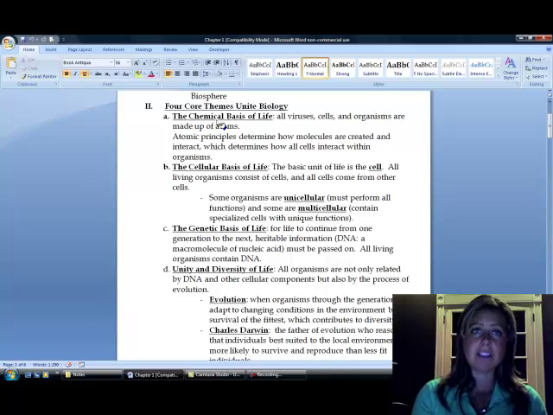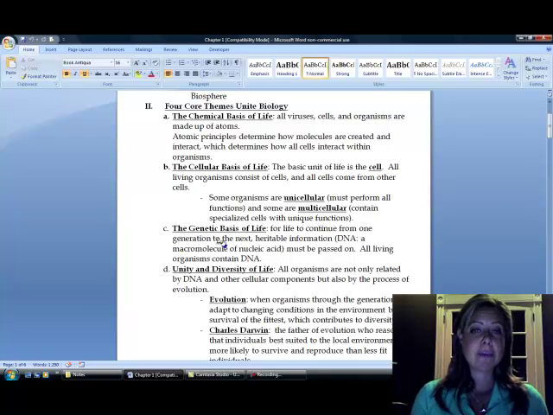The second thing that all living things have in common is cells. Anything that's living is going to be composed of at least 1 or more cells. If it's made of 1 cell, we call that unicellular. If it's made of 2 cells or more, we call it multicellular. All right, so that's the second thing.